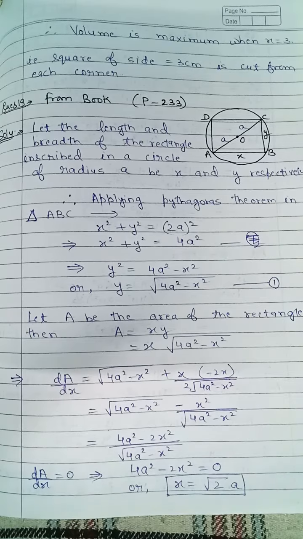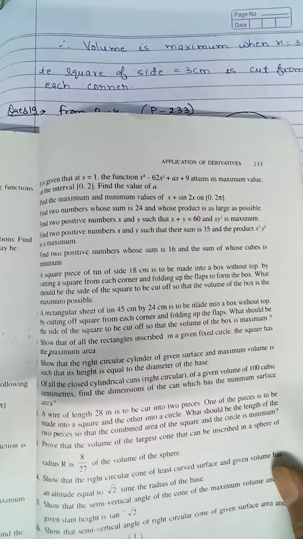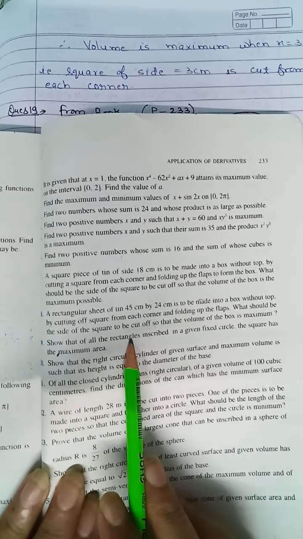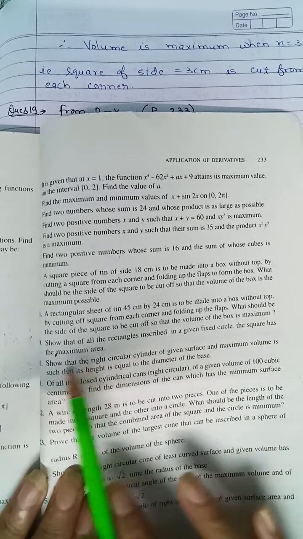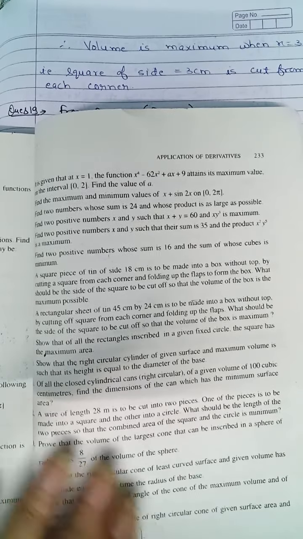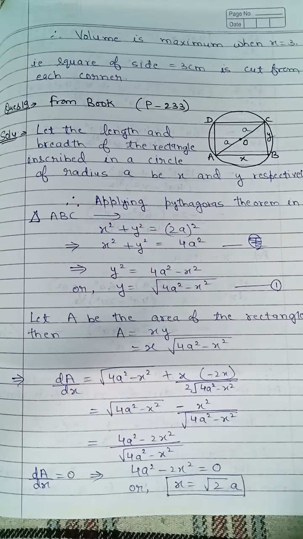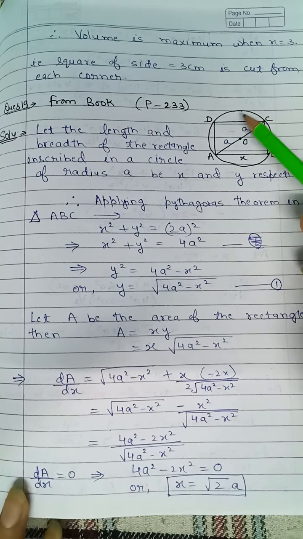Let's read it from the book. See question number 19. Show that of all the rectangles inscribed in a given fixed circle, the square has the maximum area. So we have to prove that of the rectangles inscribed in a circle, only the square can have the maximum area. So we had drawn here the diagram.